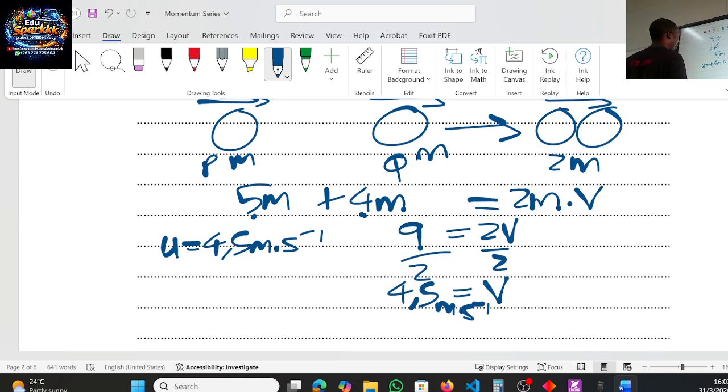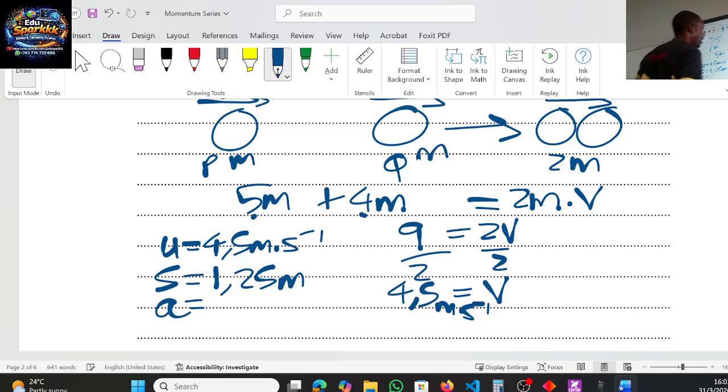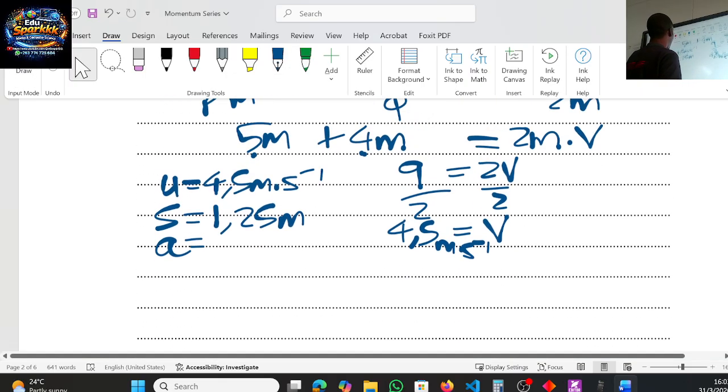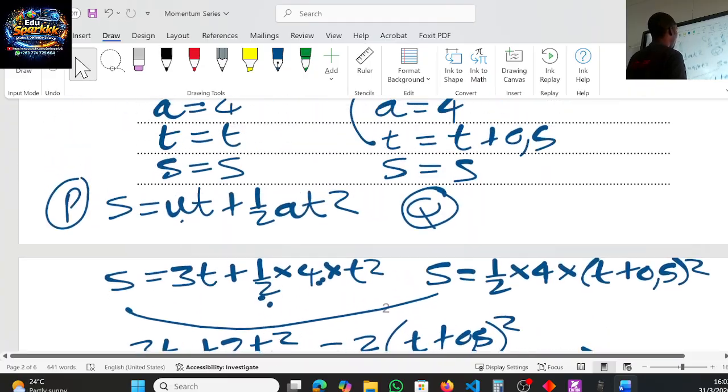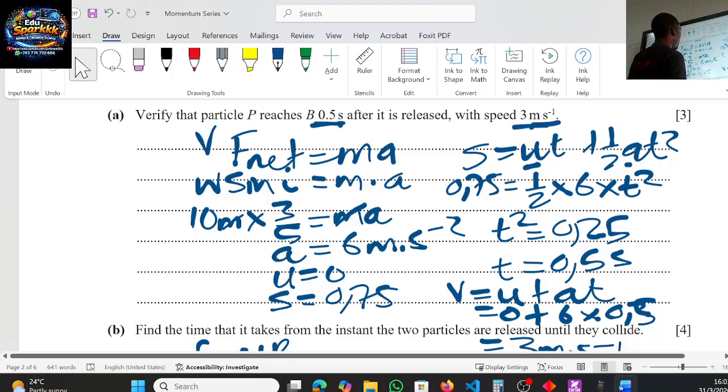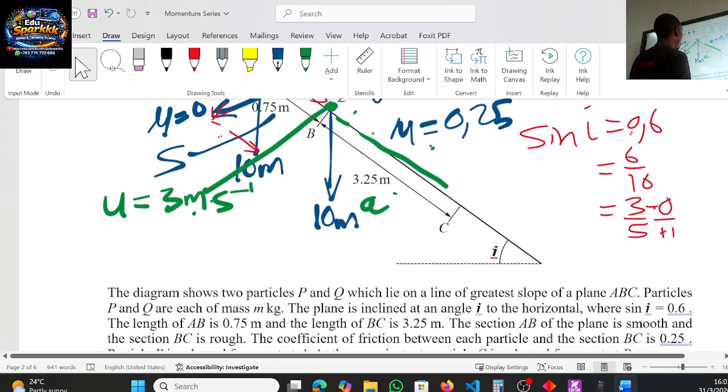But what's our interest this time around? We are now interested in acceleration. Is it the same acceleration or a new acceleration? We have got S, which is 1.25 meters. So if we can find a, maybe we can then find the final velocity. So let's have a look at a. Remember, when they coalesce, it's the frictional region.